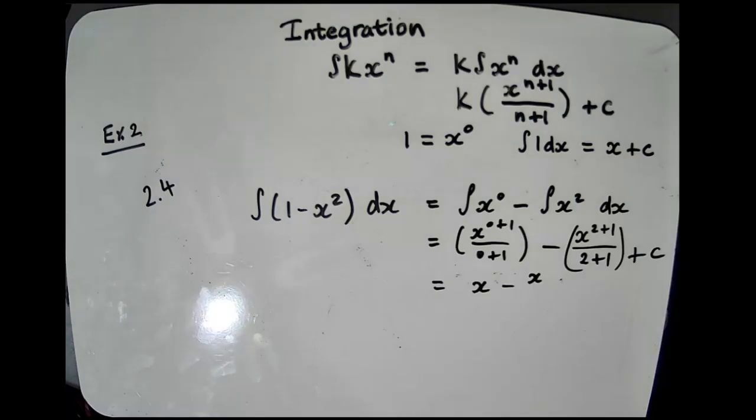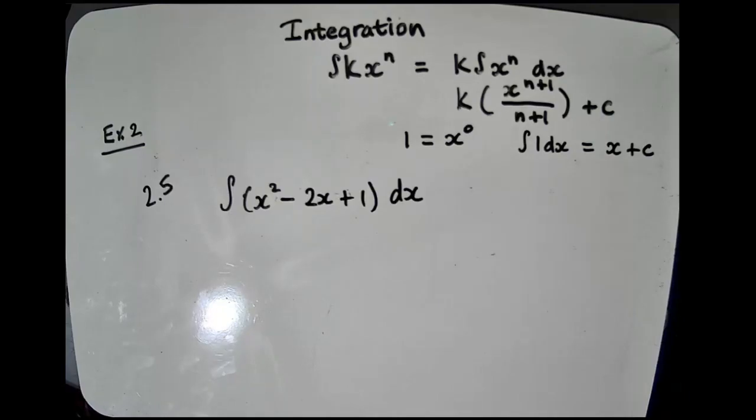Simplify that. I will get x for the first bracket, because x to the 0 plus 1 will give us 1, and anything over 1 is itself, and so that would be x. In the second bracket, we'll get 2 plus 1 is 3, so it'll be x to the 3 over 3 plus c. Okay, let's go to 2.5.